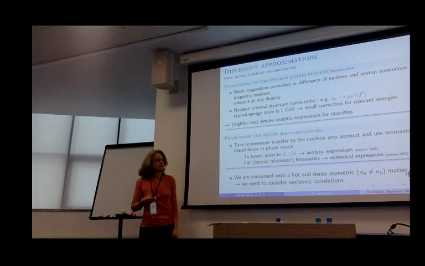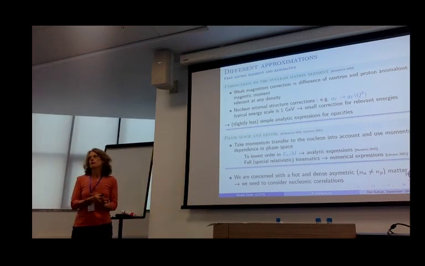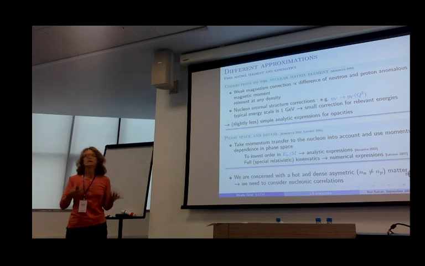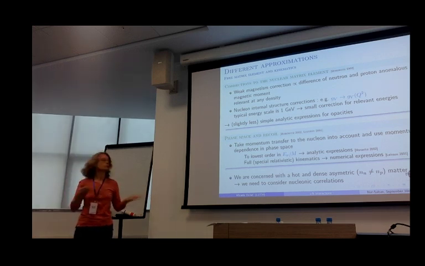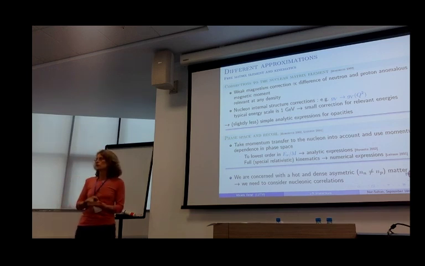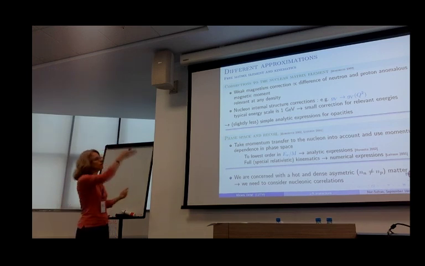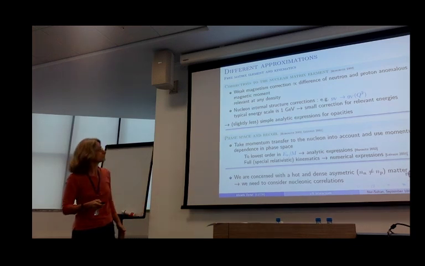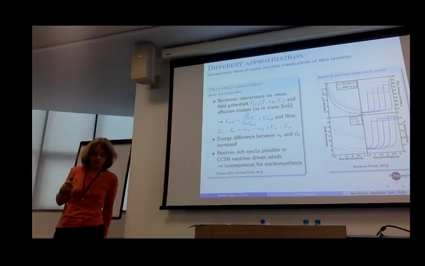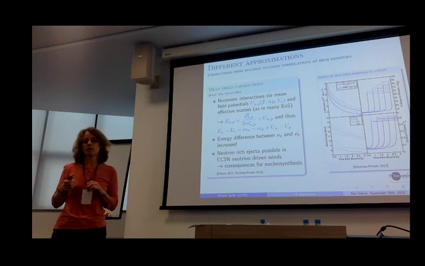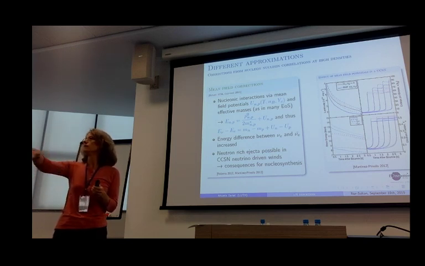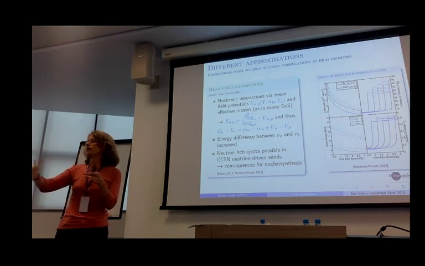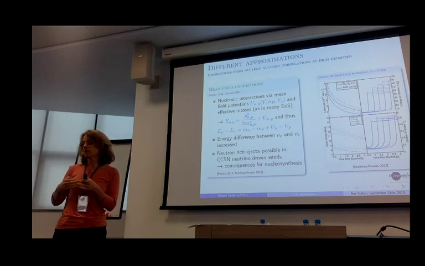But this is still not the end of the story, because here we are concerned with hot and dense asymmetric matter. Asymmetric means you don't have the same number of protons and neutrons. So we need to consider also nucleonic correlations. Taking the matrix element just in vacuum is not sufficient. The most simple type of correction in this sense is to consider mean field corrections, meaning that each nucleon is moving in a mean field of all the other surrounding particles. This is known from atomic physics.